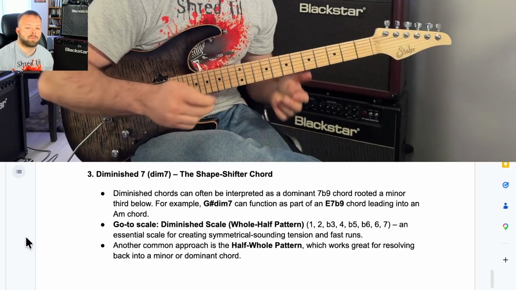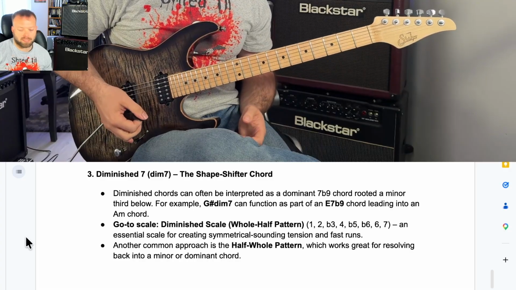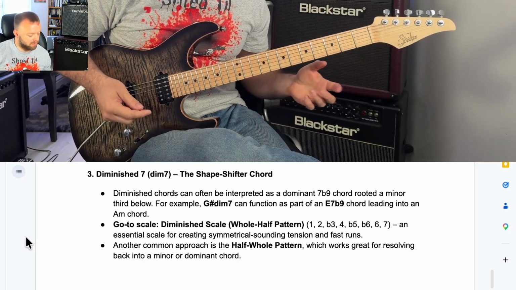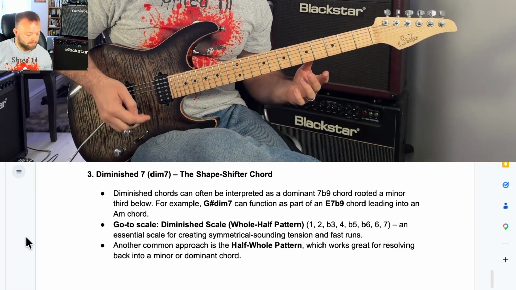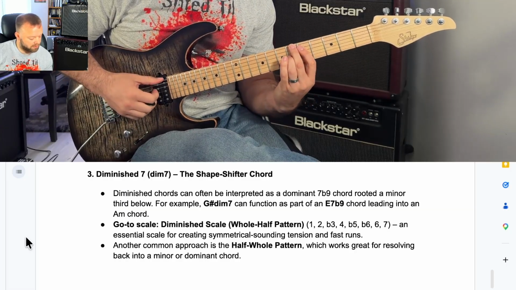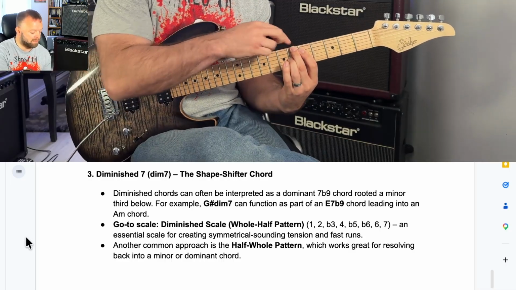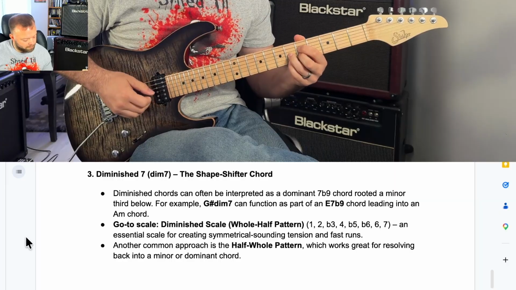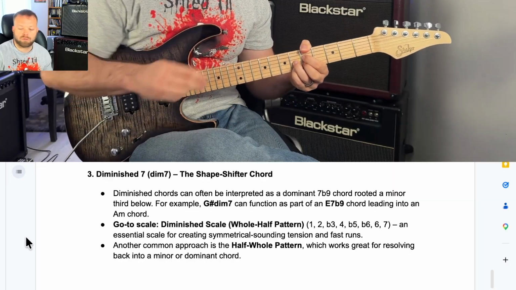The final chord that we want to talk about here is the diminished 7th chord. Now that is basically the same thing as a dominant 7 flat 9. For example, if I was to play E flat diminished 7, it looks and sounds like this. If I invert that so that the B flat is actually at the top here, this is the same chord as A7 flat 9.